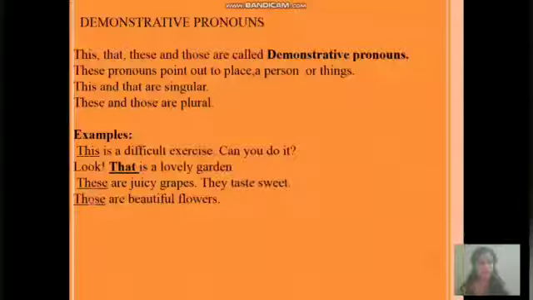Now these and those are used along with plural nouns. So these are is again a plural verb, and those is accompanied with a plural verb again. So this and that are used with singular nouns, and these and those are used with plural nouns. But here we are using a pronoun. So this and that are singular pronouns, and these and those are plural pronouns.